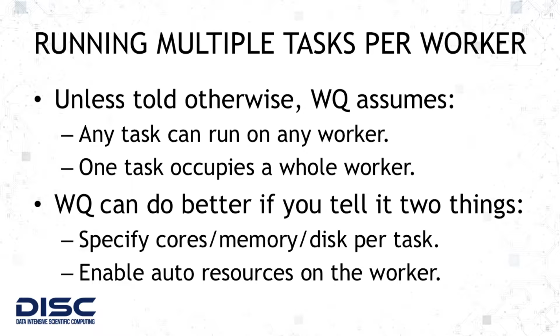Now this is a safety measure because we don't know up front just how many cores a given task is going to use. But work queue can do a better job if you tell it two things. One is to specify the number of cores, memory, disk, and other resources that each task needs. And the other is to enable automatic resource detection on the worker. Let me give you an example.